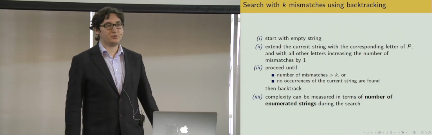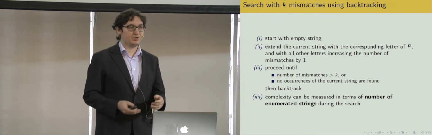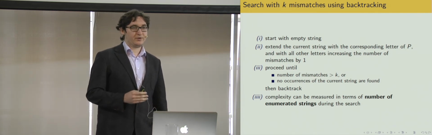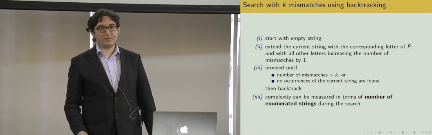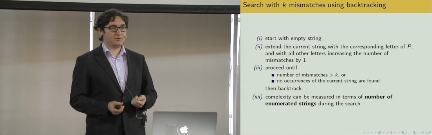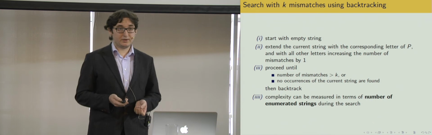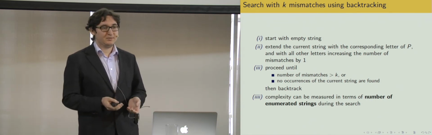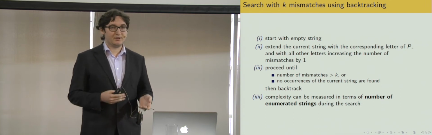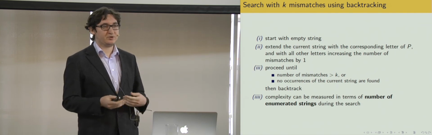Now I want to explain the most straightforward way how to use such a structure, that is basically constructed for exact, for example, backward search, to perform an approximate search. We can start with an empty string and then extend it character by character, both with the corresponding letters of the pattern and with all other letters from the alphabet, in this way increasing the number of mismatches. You should stop and return to the previous step if you obtain more than the allowed number of mismatches, or when there are no occurrences of the string in the text, because it is useless to extend it anymore. The complexity of such an algorithm can be measured in terms of the number of visited strings. During the search, you obtain a search tree, and the complexity of this method can be measured in terms of its size.